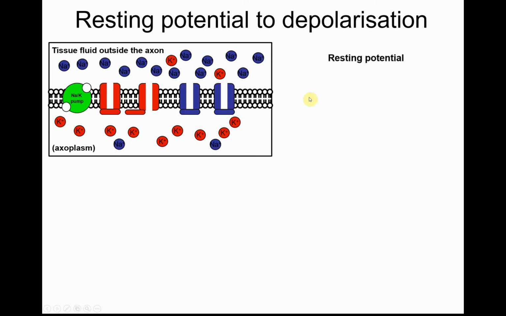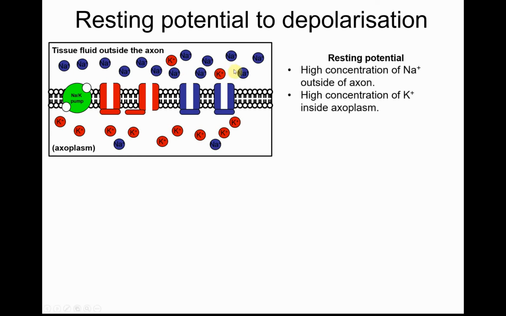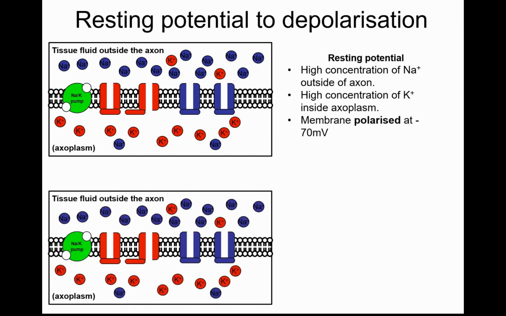So here we're starting off at resting potential. We're starting off with a high concentration of sodium outside the axon and a higher concentration of potassium inside the axon. Okay, so the membrane's polarized, as I said before, at minus 70 millivolts. Now let's look at what's going to happen next.